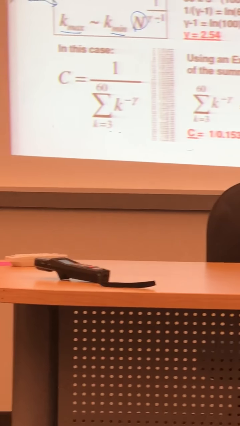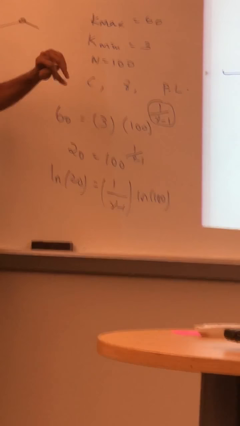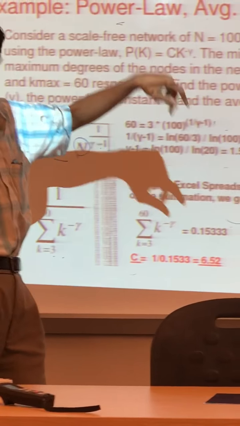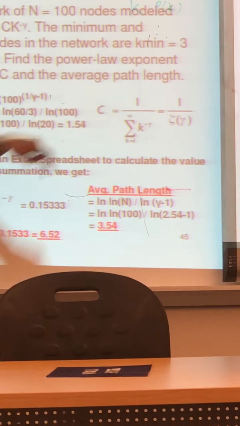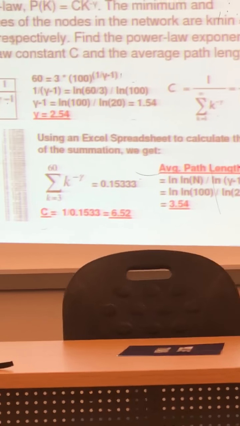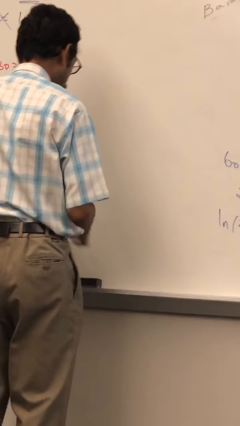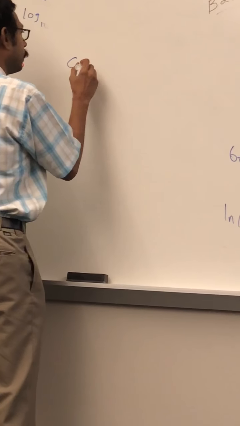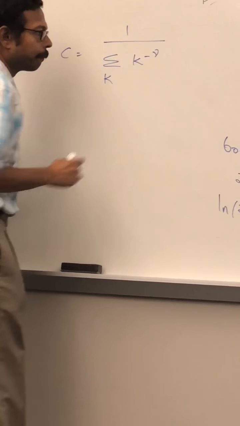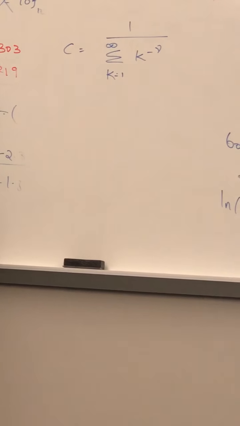Once we find gamma, we can find what else? The constant c. Remember at the beginning of this topic, we saw this summation. What did I say? For a given gamma, we can find the constant c: c equals 1 divided by the sum over all values of k, starting from 1 to infinity. Now you may wonder how to do this.